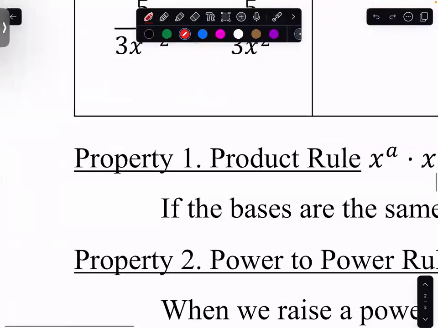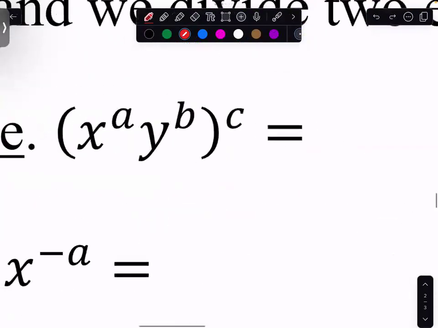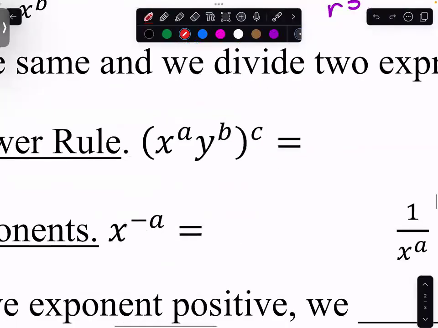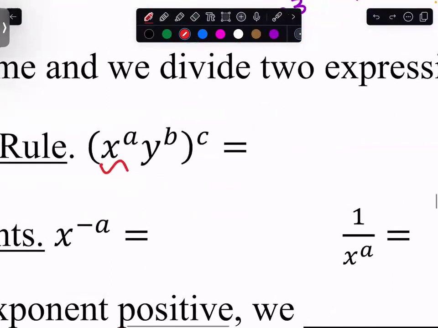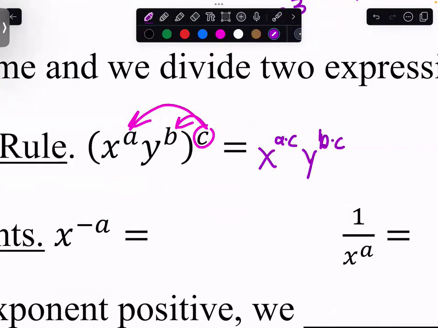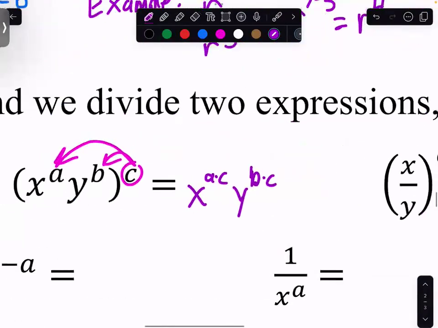So this is property 4. When you have more than one thing in the parentheses, they all get affected by that outer exponent. This C would affect this part, and it would affect this part. This one will probably make more sense once we do an example.